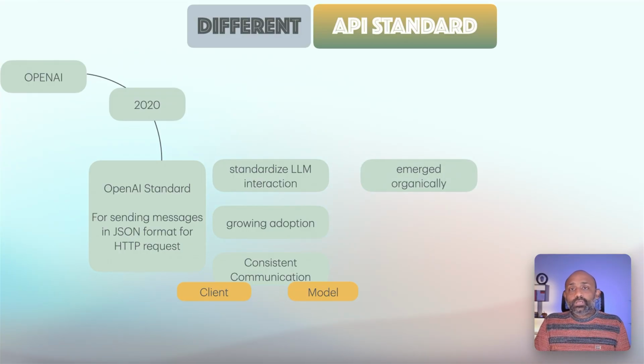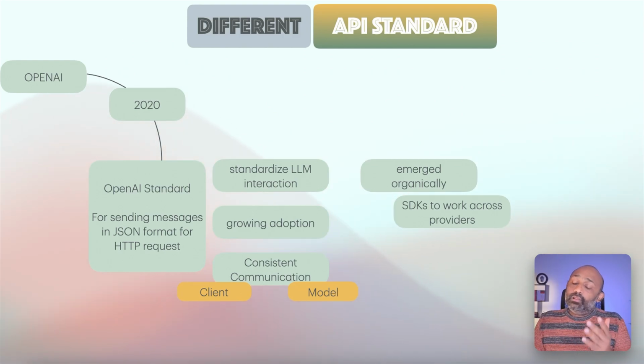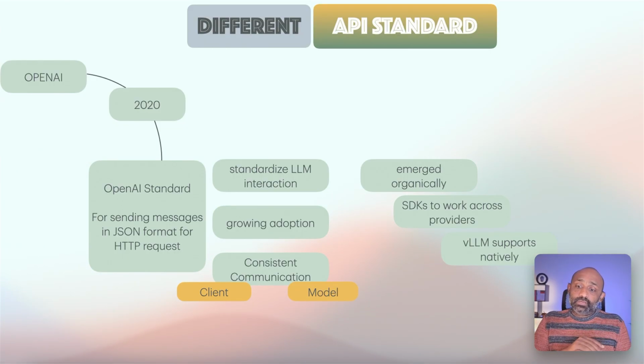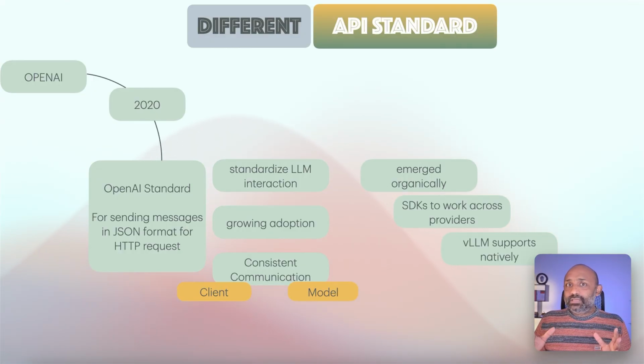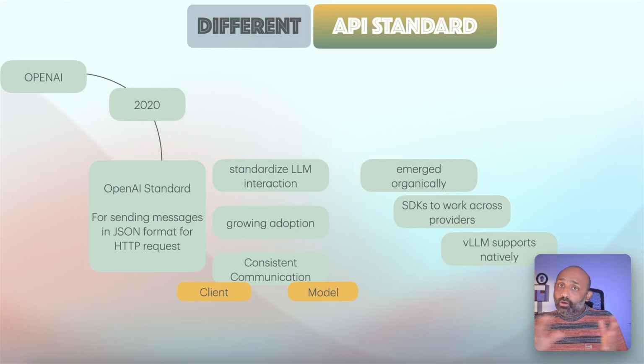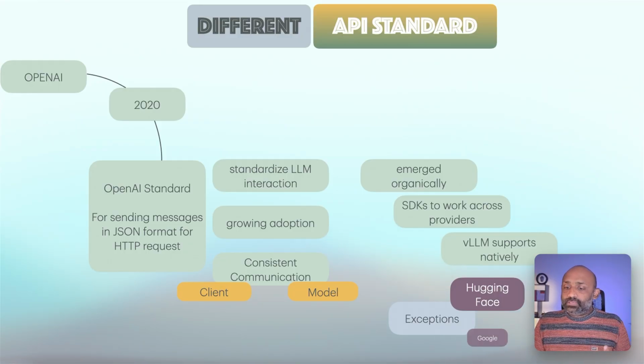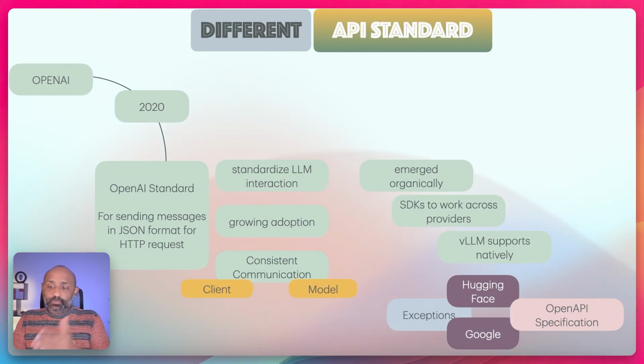What happened was it emerged organically, and then the SDKs and other platforms across different providers started using it as a standard. In fact, vLLM, the famous runtime we talked about in the previous section, also natively supports this OpenAI standard. But the real question is, do we need to enforce this standard? Is it enforced on all the LLM providers or vendors? The answer is no. There are a lot of exceptions, like Google and Hugging Face. They followed a standard OpenAPI specification.